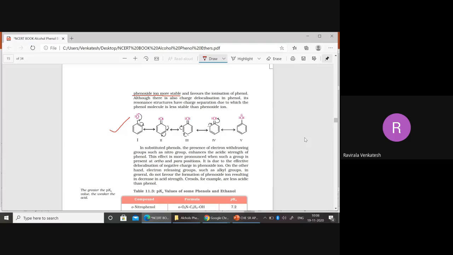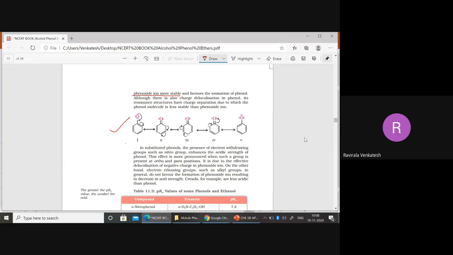Correct. So this is about why phenols are more acidic than alcohols. What do you write in the exam? Why phenols are more acidic than alcohols: the phenoxide ion which is formed can be stabilized by resonance. Therefore, phenols are strong acids. Correct.